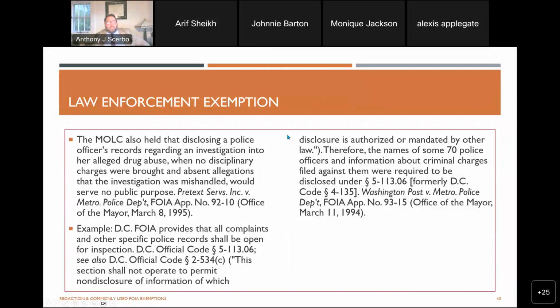MOLC also held that disclosing a police officer's record regarding an investigation into her alleged drug abuse, when no disciplinary charges were brought and absent allegations that the investigation was mishandled, would serve no public purpose.